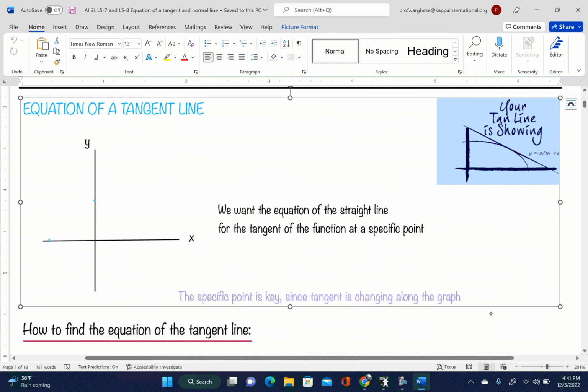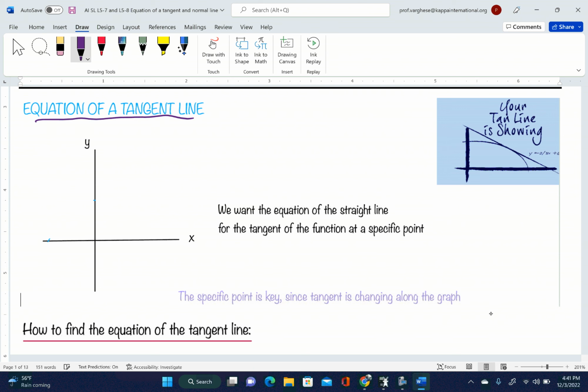So welcome to our lesson on an equation of a tangent line. We've done bits and pieces of this here and there.